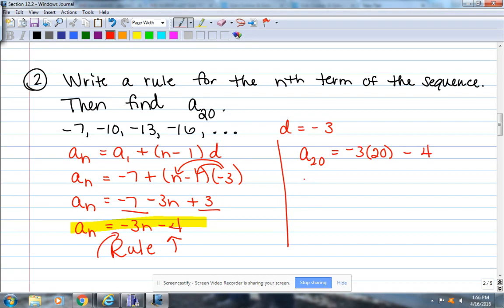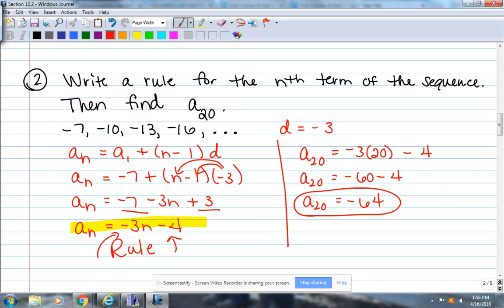So what is -3 times 20? And what's -60 minus 4? Try again. -64, yeah. They're the same sign. So the 20th term will be -64.